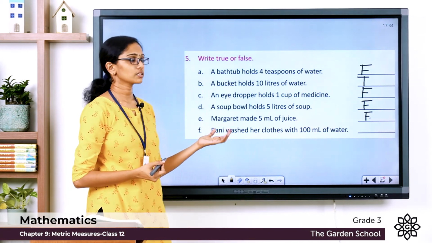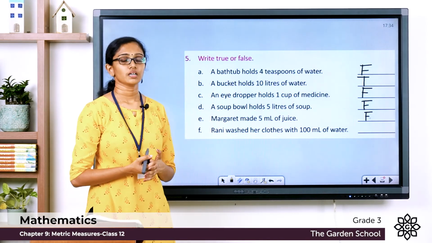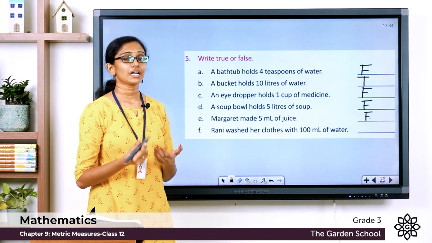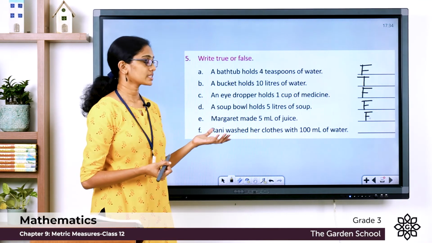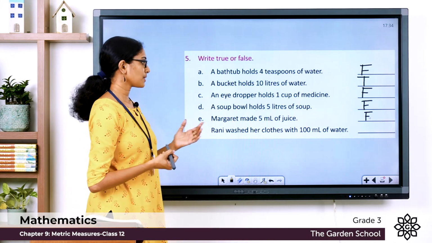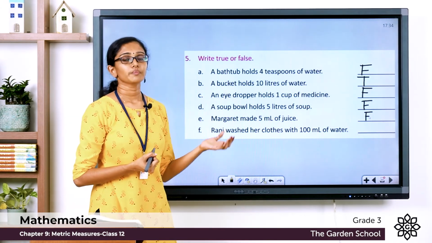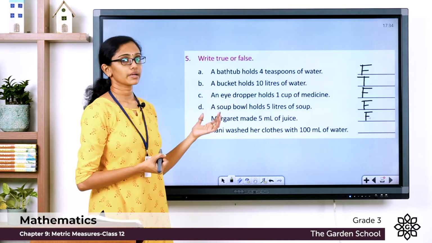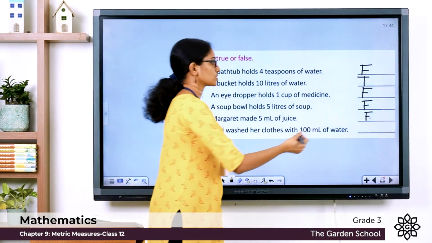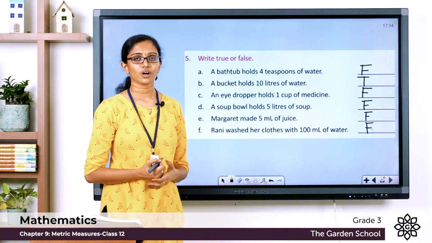Now the next one. Rani washed her clothes with 100 milliliters of water. And do you think that is possible? 100 milliliters of water is about 10 tablespoons of water. So that is not practically possible to wash her clothes in 100 milliliters of water. So that statement may also be false. So you can write false here. So I hope you are clear with all these questions.